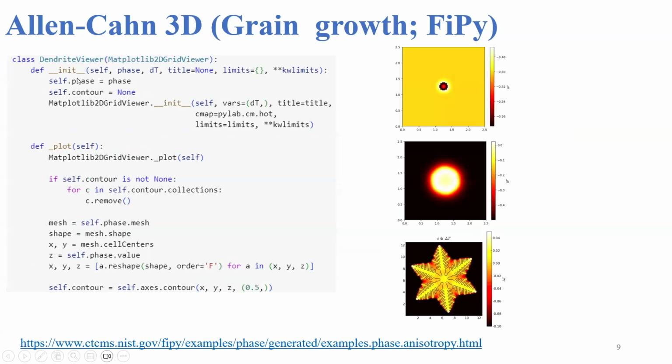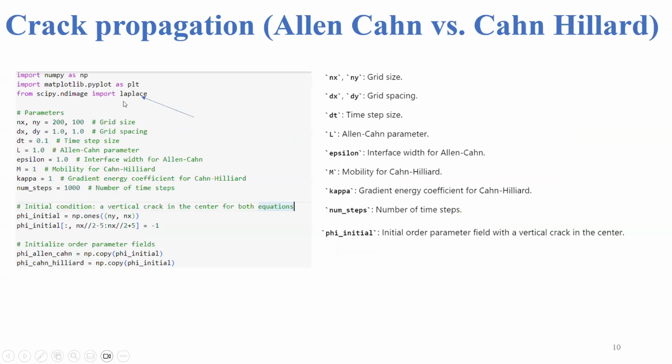When we solve this and view it using an inbuilt dendritic viewer in PyPhi, we can see how there was a small phase here, and then it grew, and then it grew further to make the dendritic pattern. So this is a good example of showing grain growth in PyPhi.